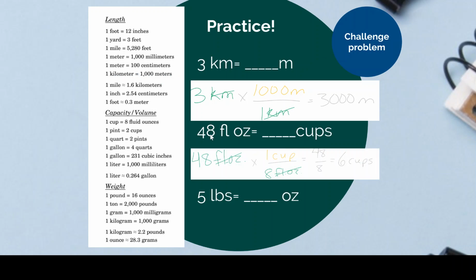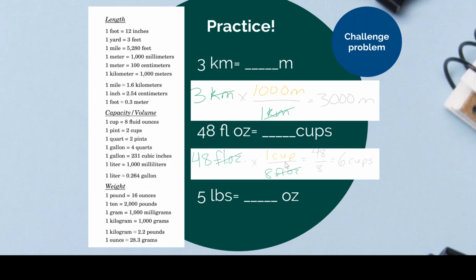Let's try this one. 48 fluid ounces equals how many cups? So I start with my known value of 48 fluid ounces. I multiply by 1 cup because a cup is where I want to go, and I divide by 8 fluid ounces. Where did I get these numbers from? You're thinking to yourself, well, it's because here I see that 1 cup equals 8 fluid ounces. I want to go to cups, and I'm coming from fluid ounces. So I'll put the conversion factor as a fraction with 1 cup on the top and 8 fluid ounces on the bottom. I multiply across.